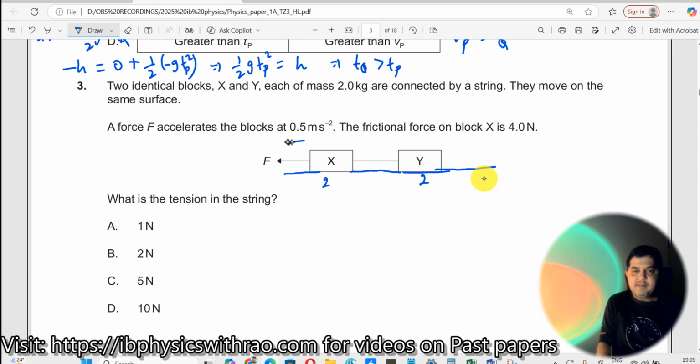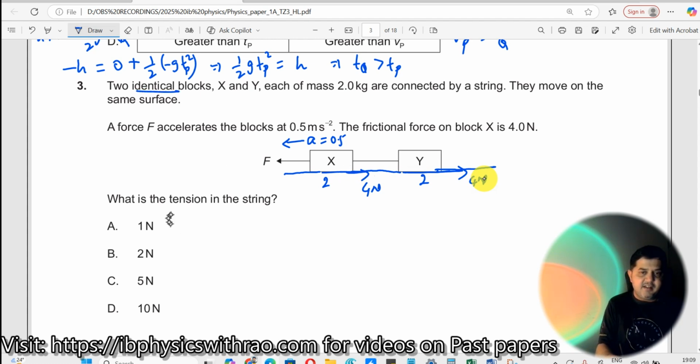That means the acceleration direction should be shown, and this value is equal to 0.5. The frictional force on block X is 4 Newton. If this is 4 Newton, this should also be 4 Newton only. There is no doubt, because it is the same surface and identical blocks. That's the reason he has given identical blocks, and the mass is also given.